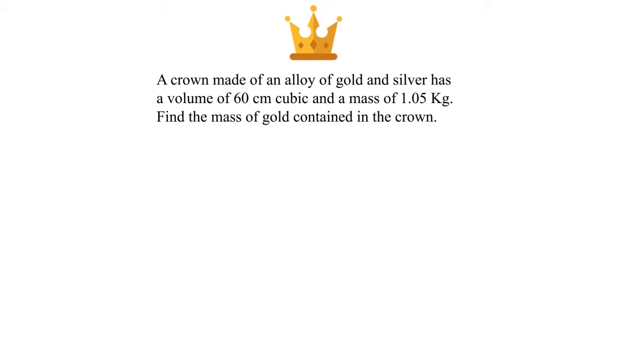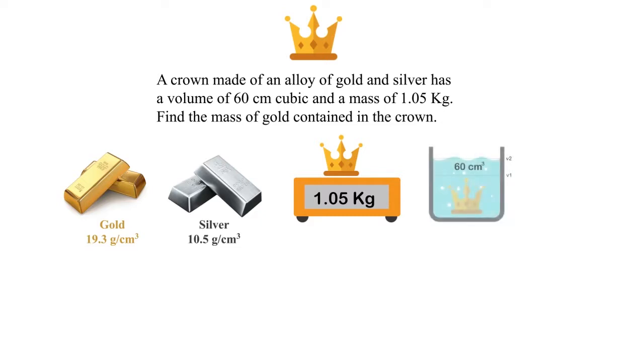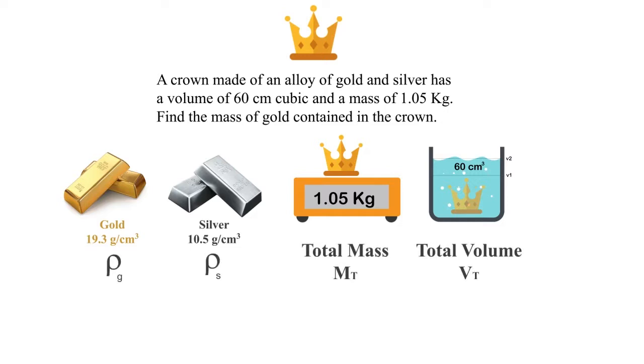First we have to see what we have in the table. We have gold with density of 19.3 gram per cm³, silver with a density of 10.5 gram per cm³. We have the total mass of the crown, which was 1.05 kilogram, and we have the total volume of the crown with the equivalent representation below.